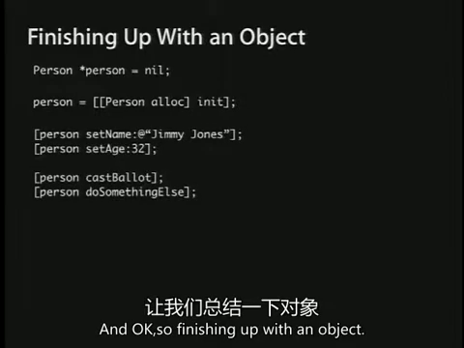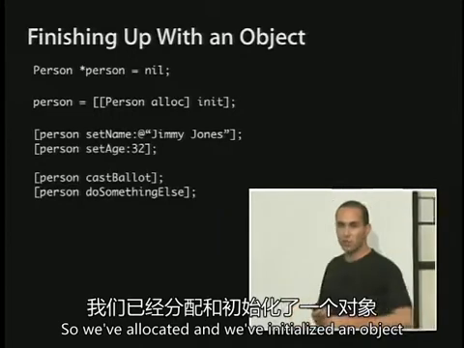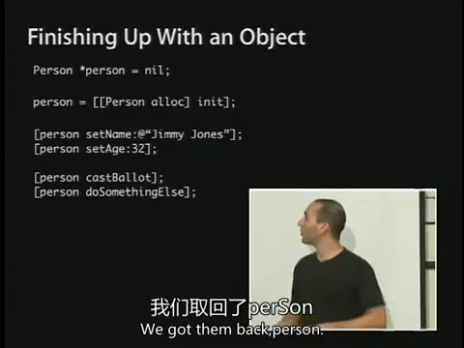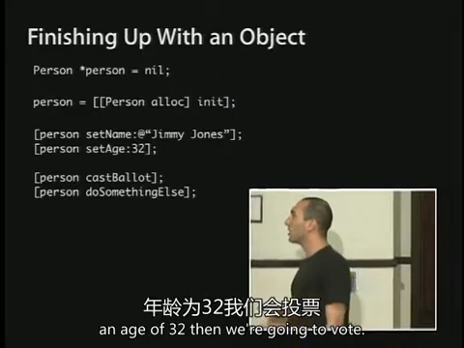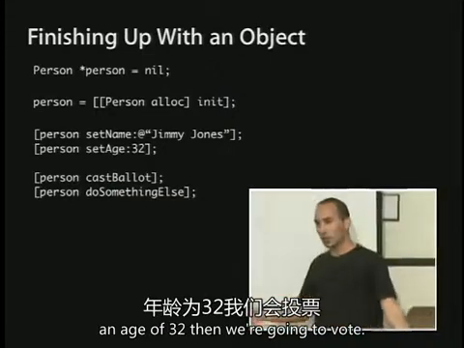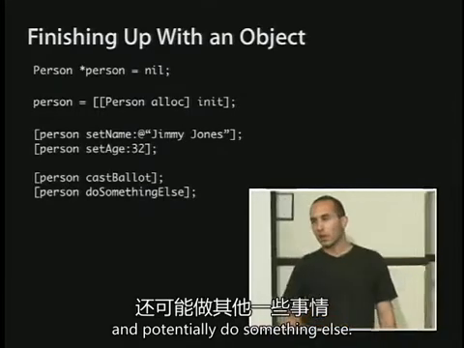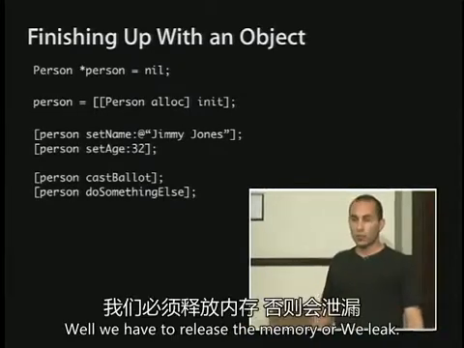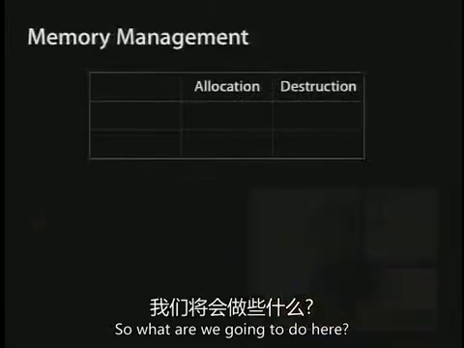Okay, so finishing up with an object. We've allocated and initialized an object up at the top. We got him back, person. We're going to set his name to Jimmy Jones, an age of 32. Then we're going to vote. We're going to cast the ballot and potentially do something else. What do we do then? Well, we have to release the memory or we leak. So what are we going to do here?